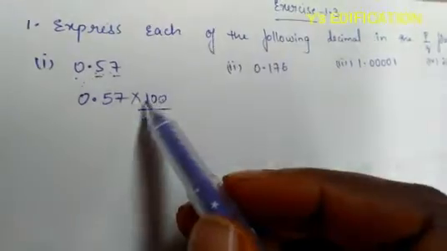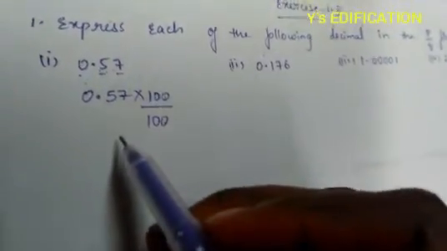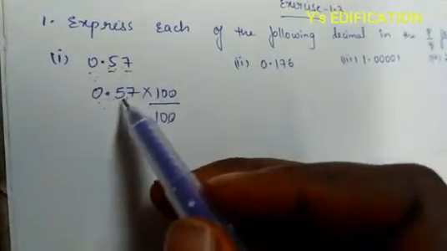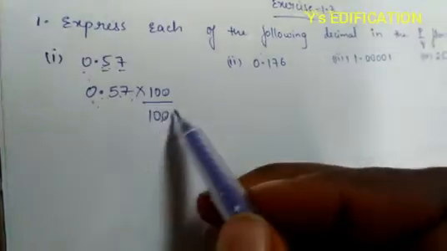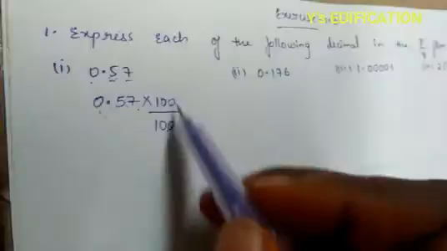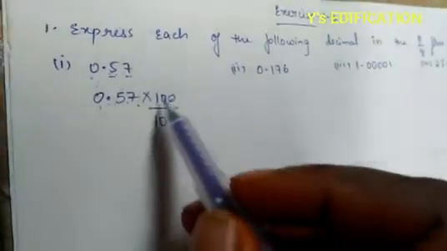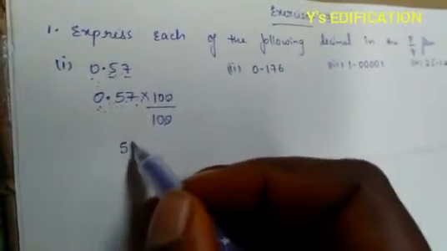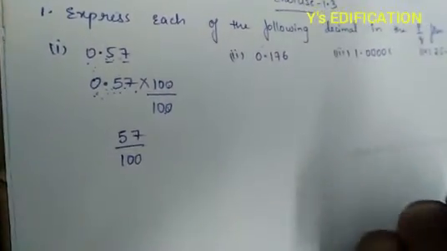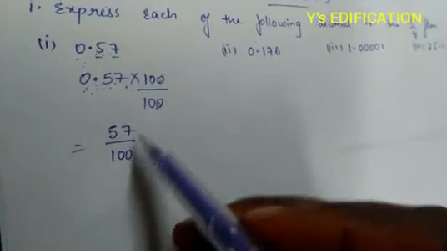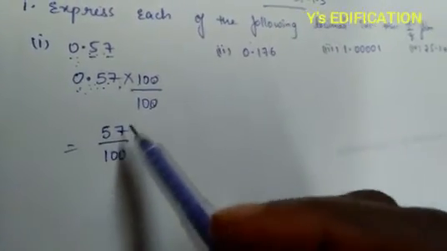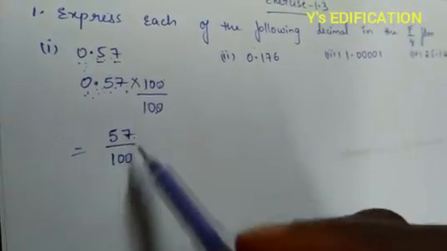Because if I multiply only with 100, my number is going to change to 57, but I want 0.57. So when I divide with 100 also, my number won't be changed. It remains 0.57, because 100 and 100 will be cancelled. So this is 1, and in place of 1, I am going to write 100 by 100. So 0.57 into 100 by 100 gives 57 by 100. This is the p by q form. 57 is not further simplifiable, so we can leave it like this. So 0.57 is converted into the rational number 57 by 100.